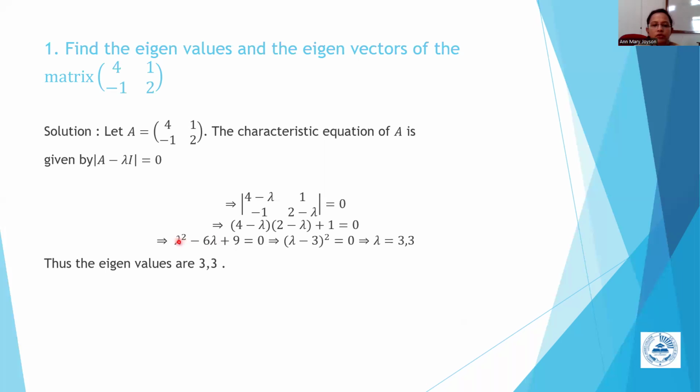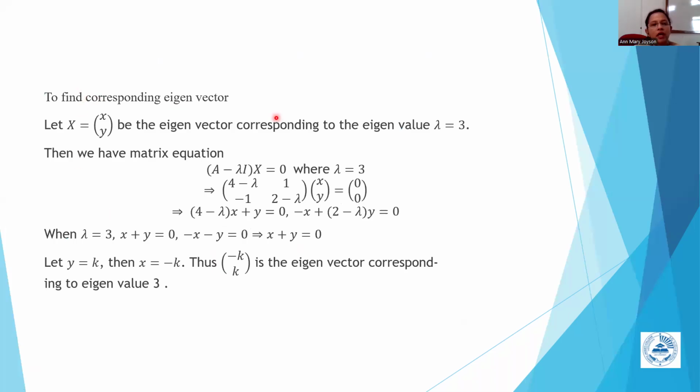Then the next step is to solve this quadratic equation. When you solve, you get lambda minus 3 the whole square equal to 0, so lambda equal to 3 and 3. Hence, the eigenvalues are 3 and 3, which is repeating. Now, the next step is to find the corresponding eigenvector.